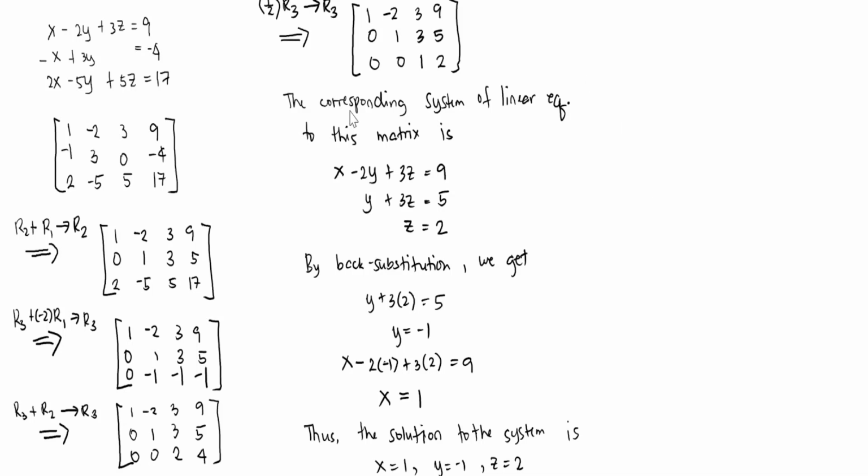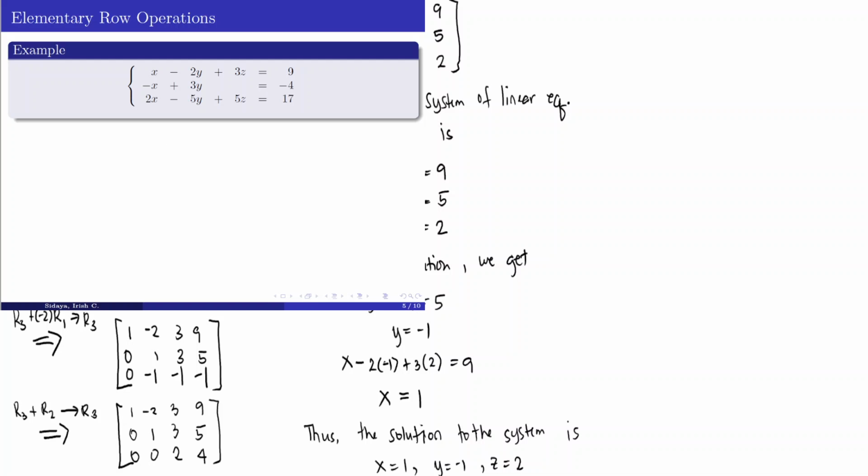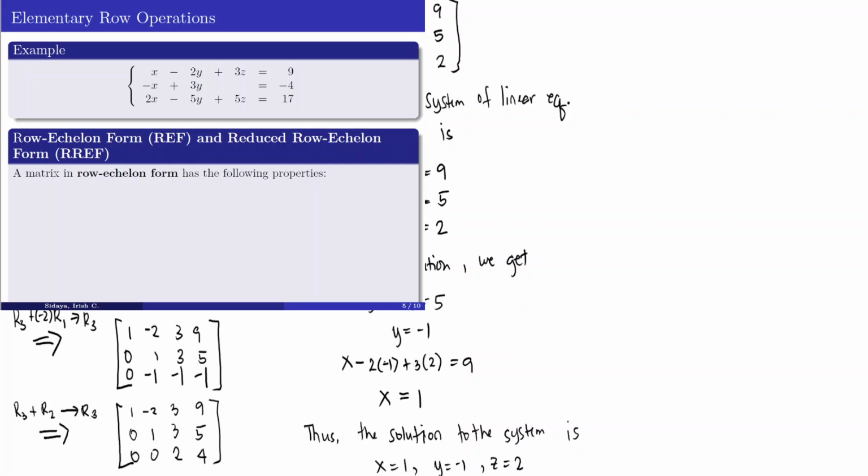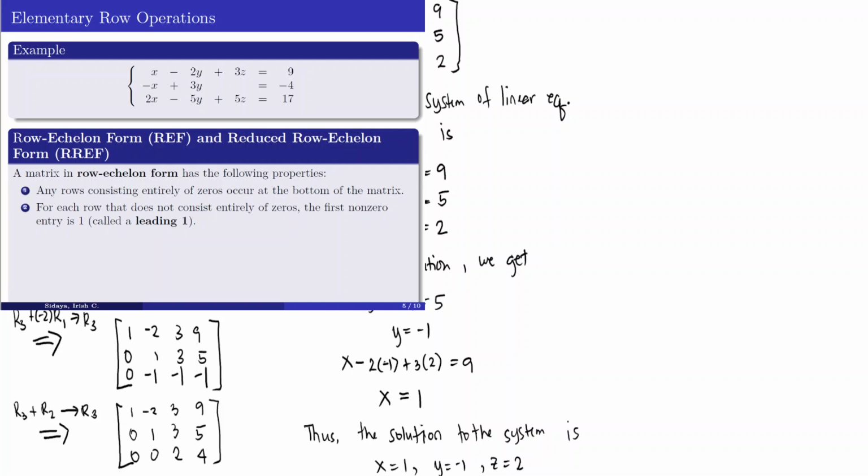Please note that this last matrix here is in row echelon form. To be in this form, a matrix must have the following properties. Any rows consisting entirely of zeros occur at the bottom of the matrix. For each row that does not consist entirely of zeros, the first non-zero entry is 1, which is called a leading one.